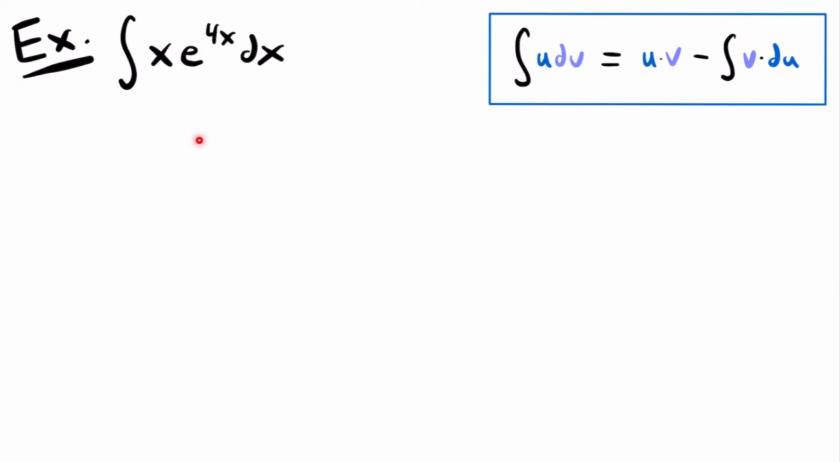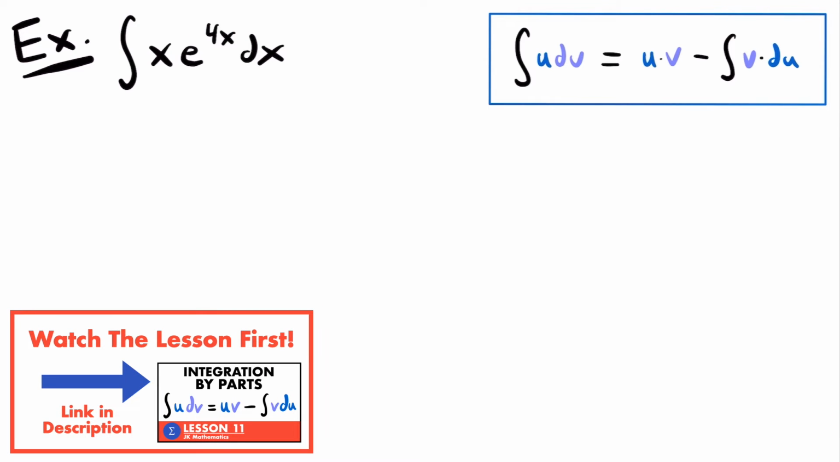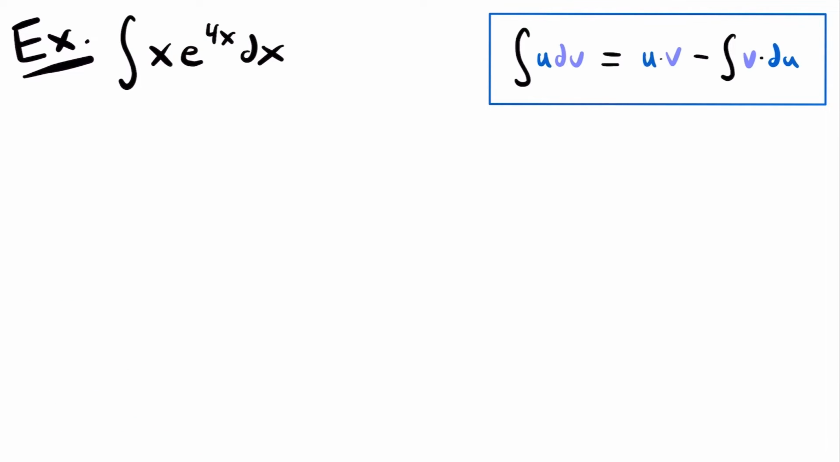All right, so here's our first example. We want to integrate x times e to the power of 4x dx. The reason we want to use integration by parts is because there's no other integration technique that will allow us to solve this integral. We have a product of x and an exponential function which cannot be solved any other way. We can't use u substitution, and we can't manipulate this to make it easier to solve. We need to use integration by parts.